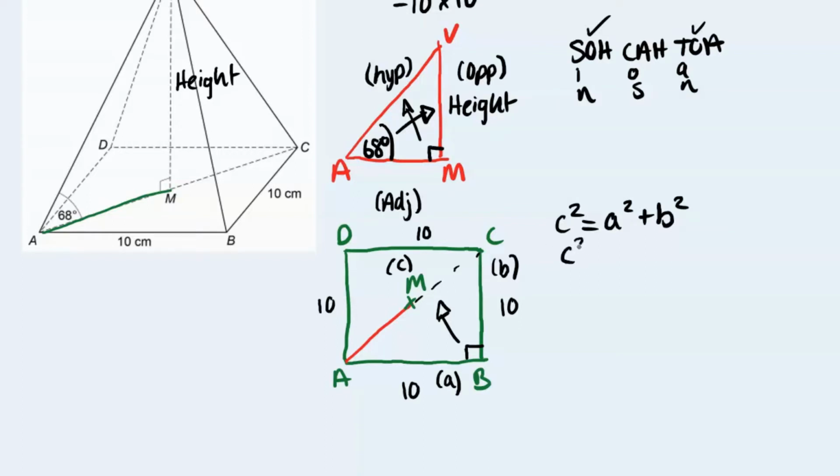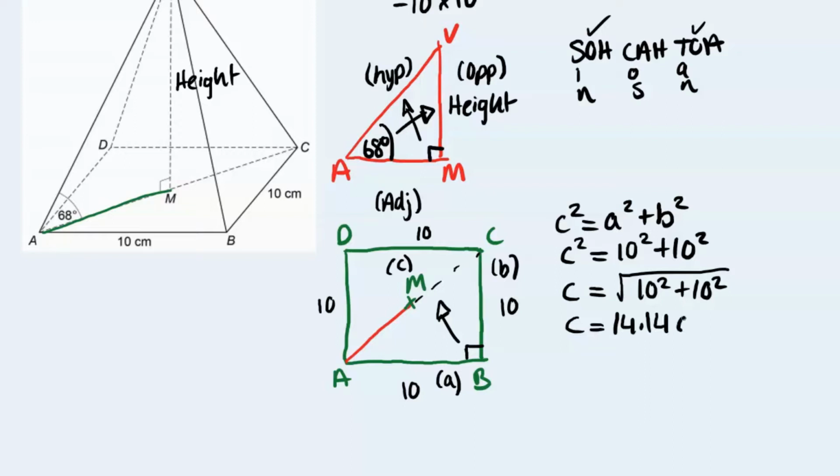So we don't know C squared, that's the hypotenuse. So A squared is just going to be 10 squared plus 10 squared. And then when we take the square root of both sides, we have the square root of 10 squared plus 10 squared. And then when we pop that into a calculator, what do we get? We get 14.14 centimeters. Okay, so that's the distance from A to C.